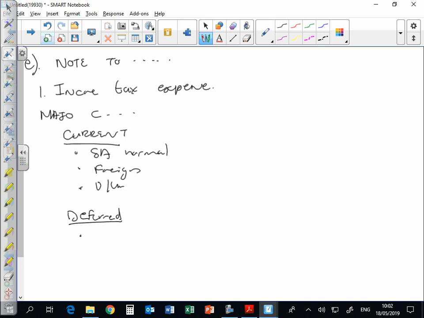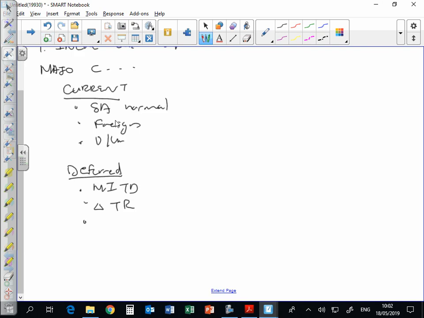That is made up of a movement in temporary differences. We can have a change in tax rate. We can have an assessed loss, and we can also have a capital, but they won't ask you guys capital, so those are the three things we'll put down there for now. Then that is our tax note so far.